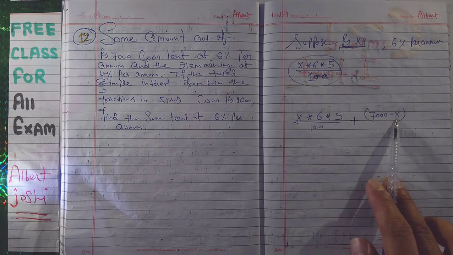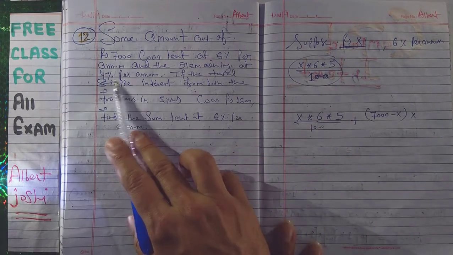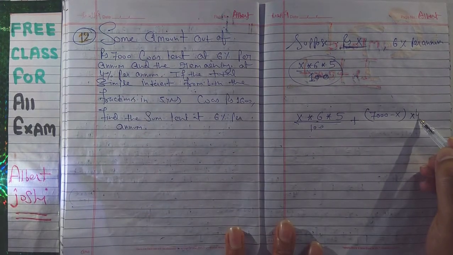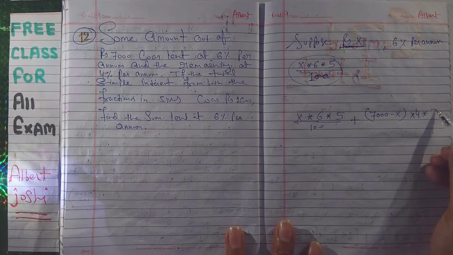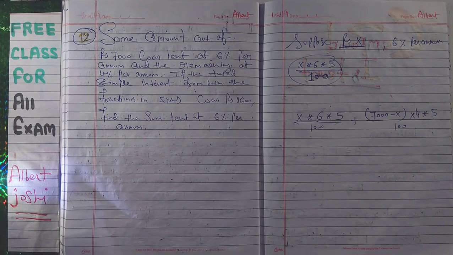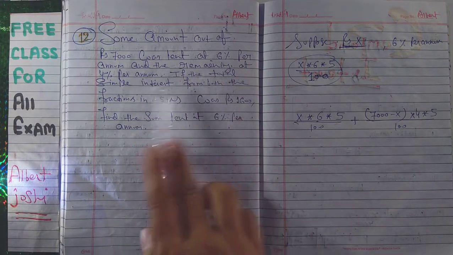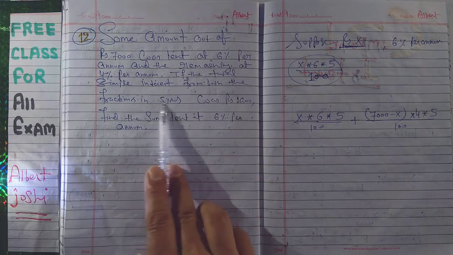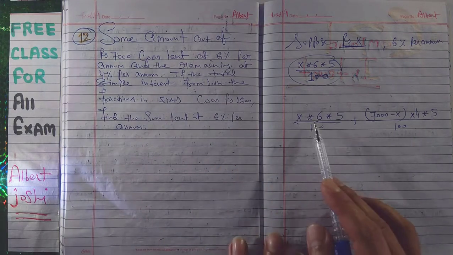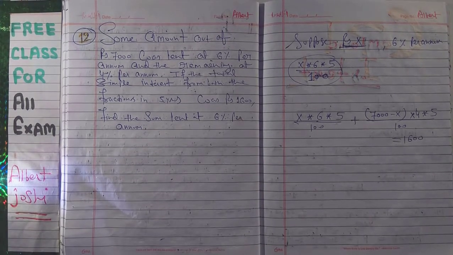And the remaining amount, 7,000 minus X, is at 4% per annum for 5 years upon 100. If the total simple interest for both fractions in 5 years was this, it means this plus this is equal to the total, which is 1600. Now you have to calculate.